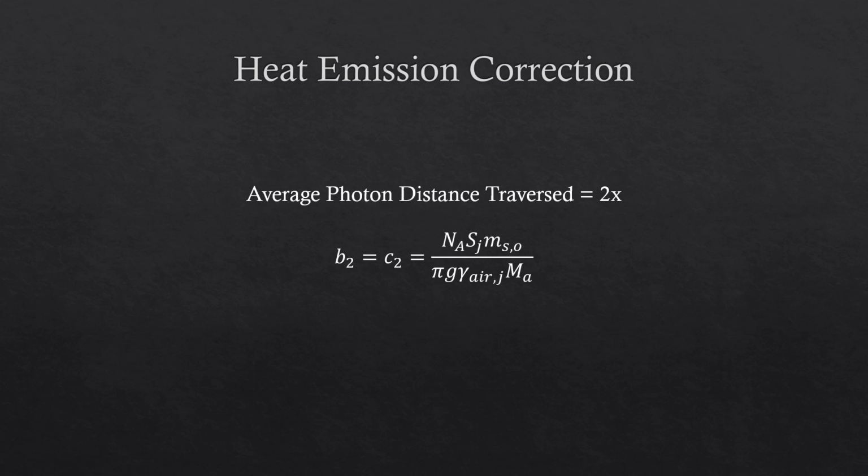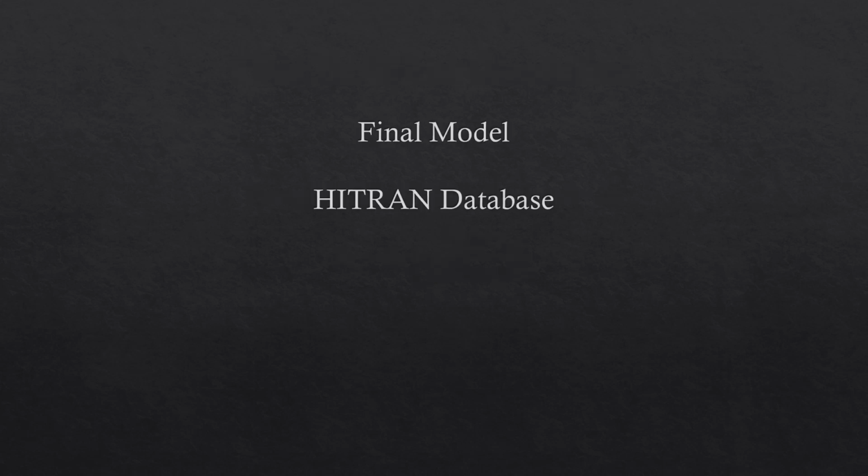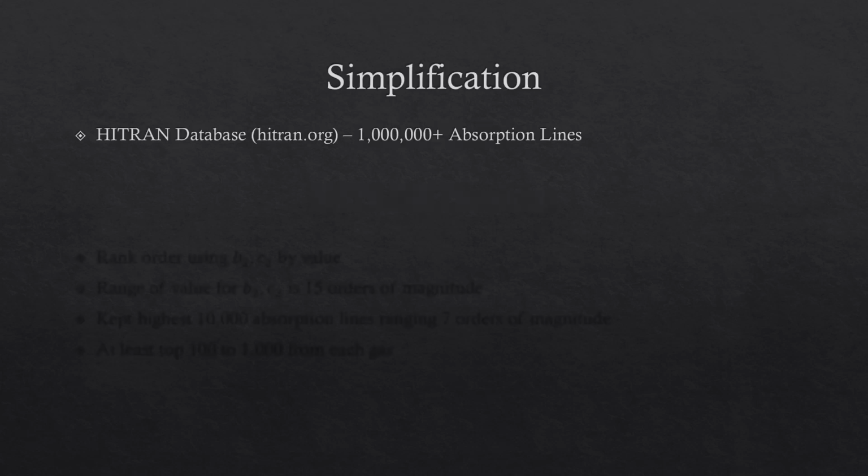The only change in the absorption equation is for the factors B2 and C2, which are doubled, causing the 2 on the bottom to cancel. Finally, we need the absorption line data to evaluate the absorption spectrum and deduce an overall atmospheric heat absorption. The HITRAN database is the source of the absorption line data for the article.